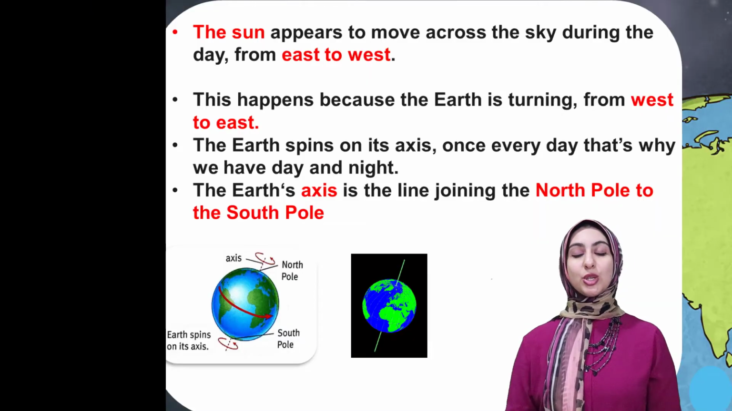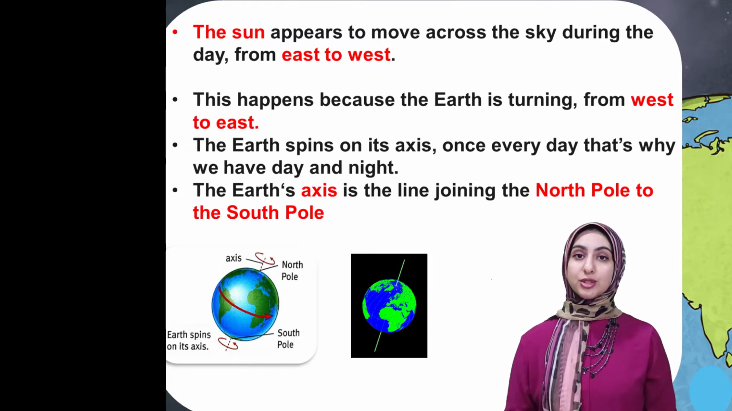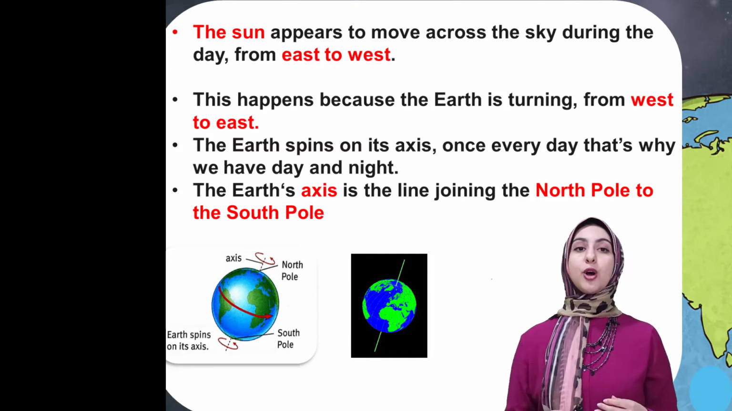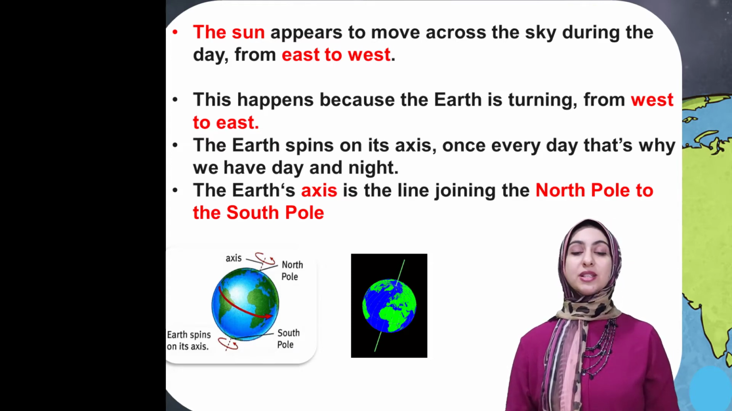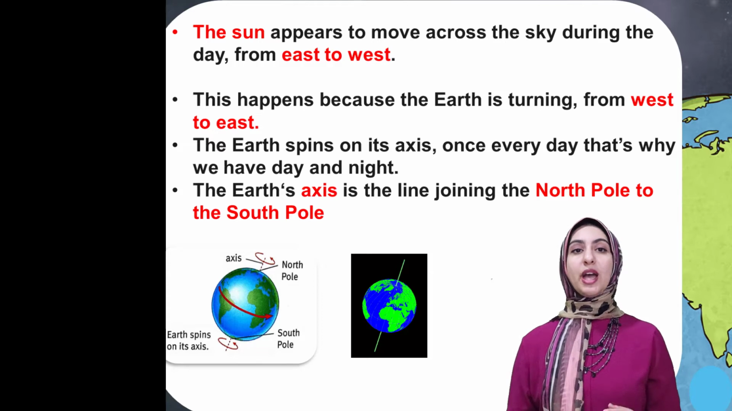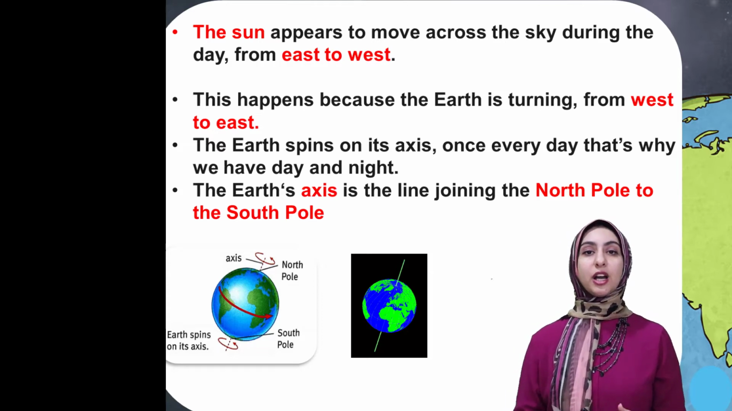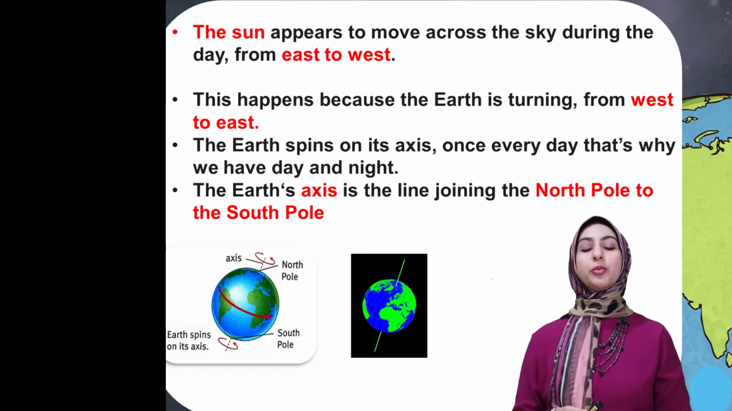In the previous lesson we talked about the sun and we said it appears to move across the sky during the day from east to west. And this happens because the earth is turning from west to east. We said the earth spins on its axis once every day. That's why we have day and night. And we said that the earth's axis is the line joining the north pole to the south pole, like what you can see in the picture here.